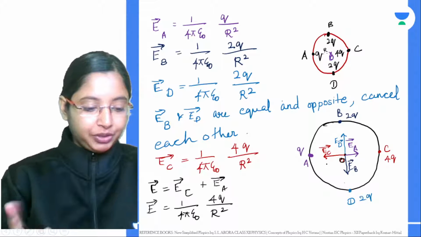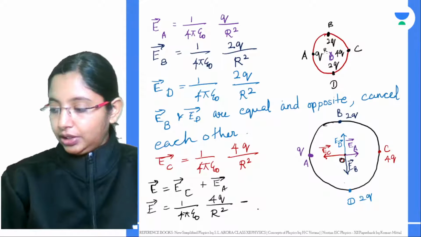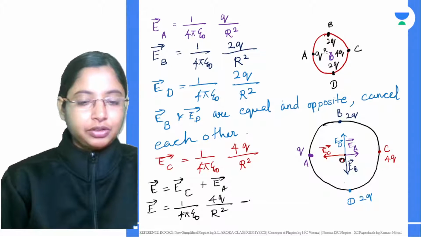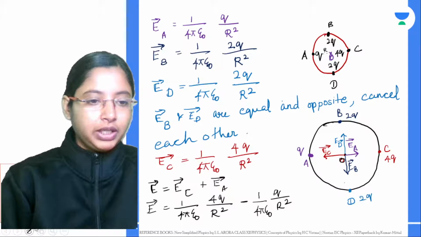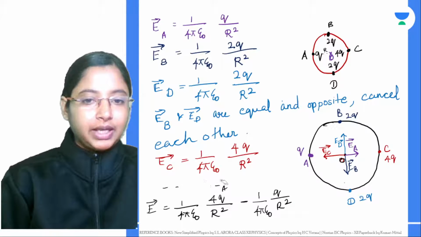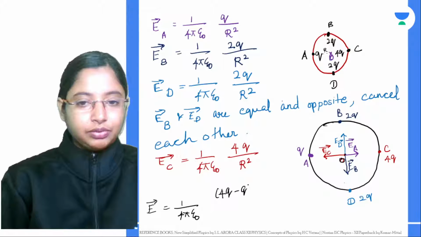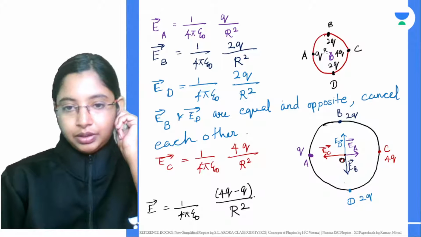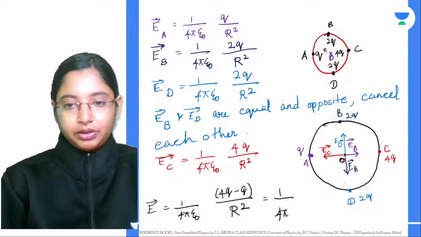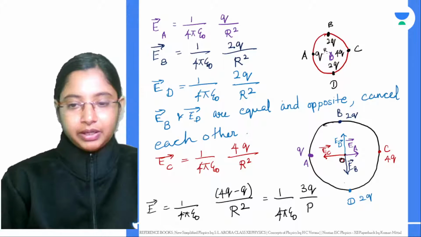Now, what is the direction between them? They are acting in opposite direction. Okay, so minus, the direction is opposite. So because of that, 1 by 4 pi epsilon naught, then this will be q divided by r square. Why the negative sign? The only reason the negative sign exists is because they are acting in the opposite direction. So I can write this entire equation in one simple form: 1 by 4 pi epsilon naught, 4q minus q divided by r square. Now this will be 1 by 4 pi epsilon naught, 3q divided by r square.